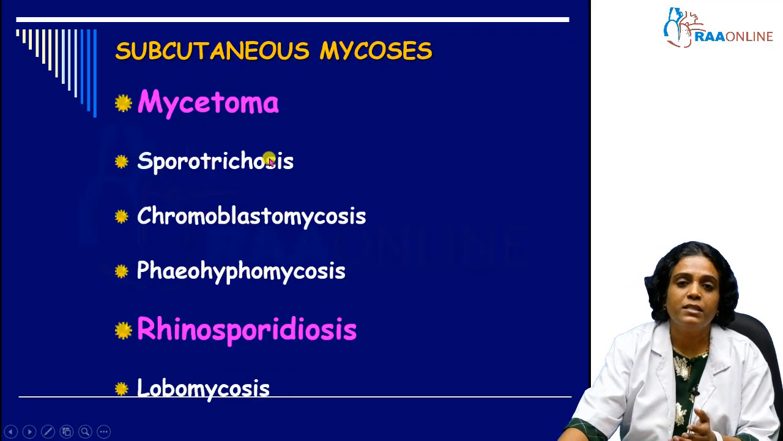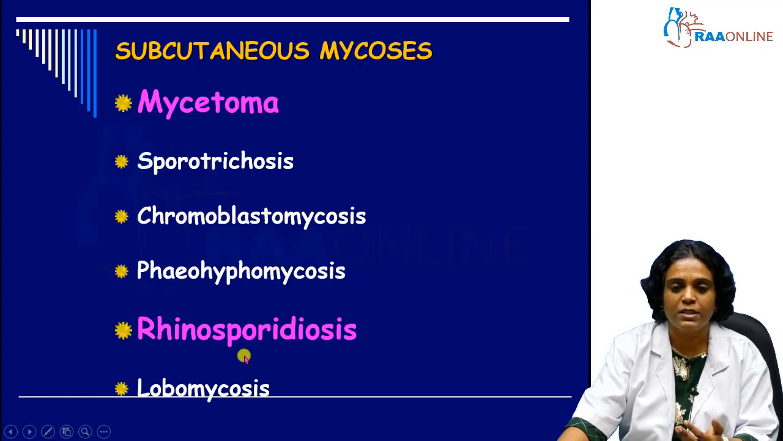So we have various types of the subcutaneous mycotic infections. We have mycetoma, sporotrichosis, chromoblastomycosis, pheohyphomycosis, rhinosporidiosis, and lobomycosis. Mycetoma and rhinosporidiosis is much prevalent in the southern part of India.